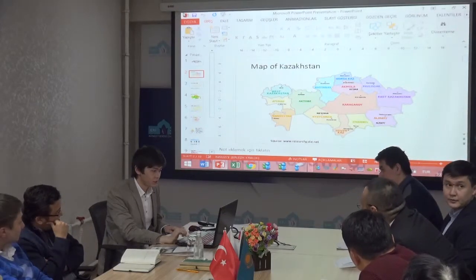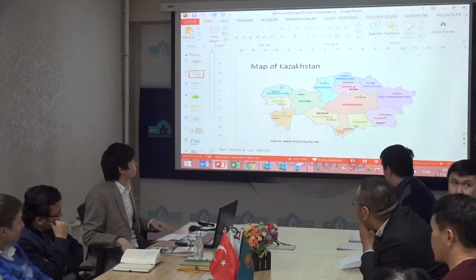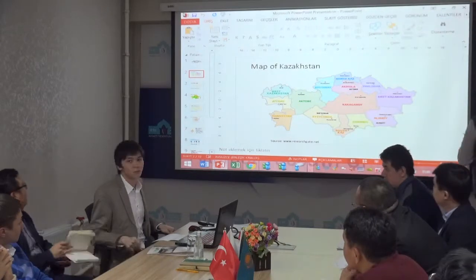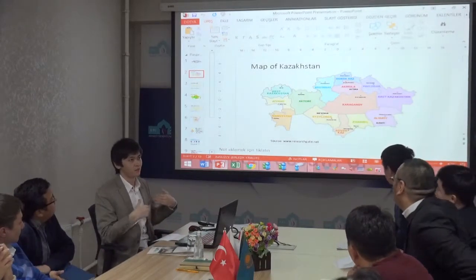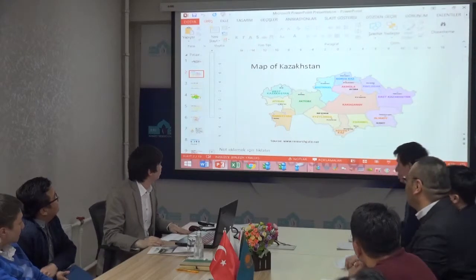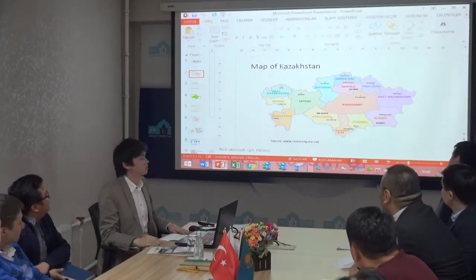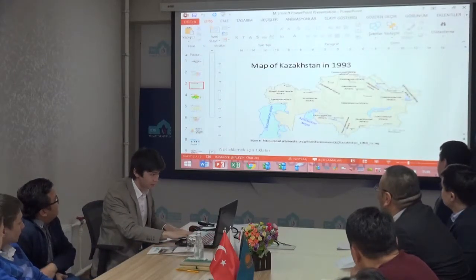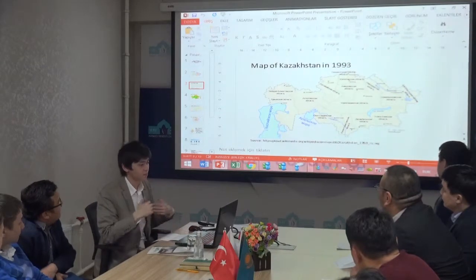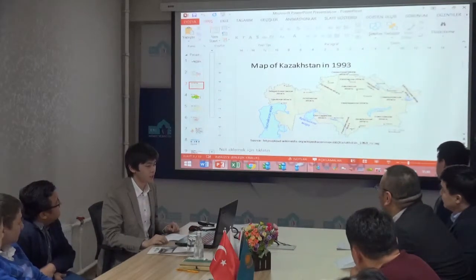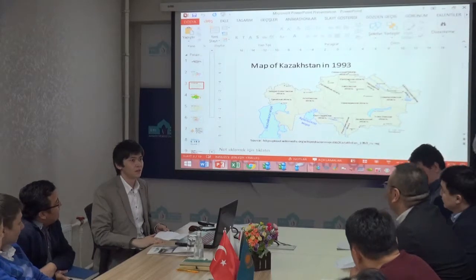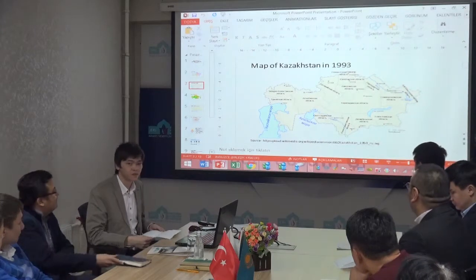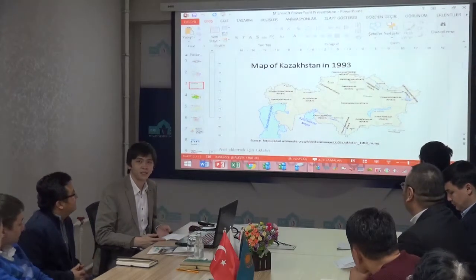So let me start. This is the current map, not really current, this is the previous map of Kazakhstan. I couldn't find a good quality map made during recent months. Here Shymkent is shown as part of South Kazakhstan still. I'm showing you this map to make you remember that changing administrative boundaries is a very common practice in the history of Kazakhstan.